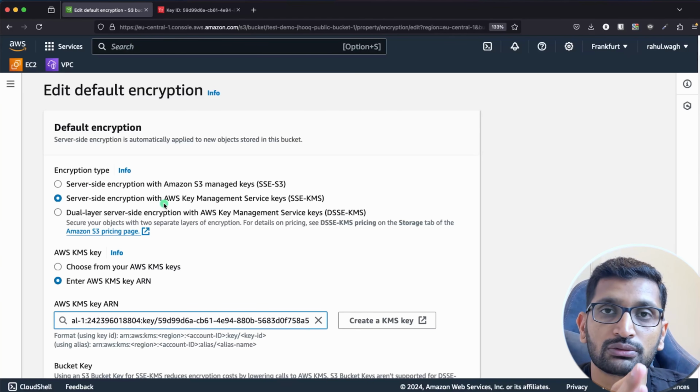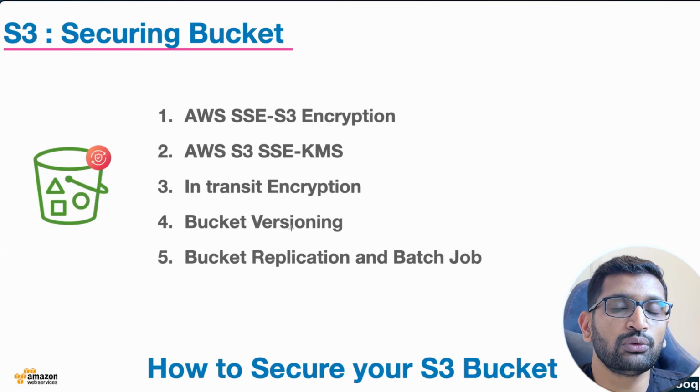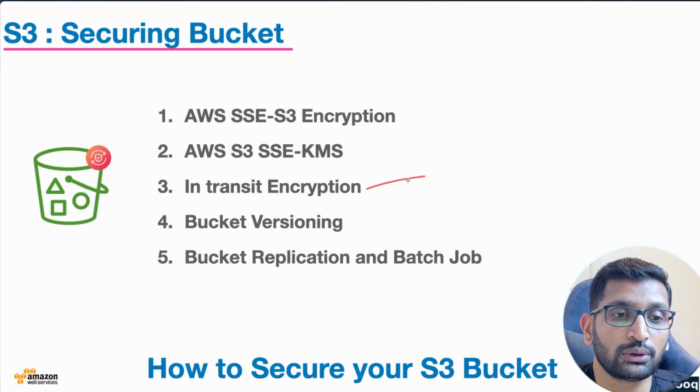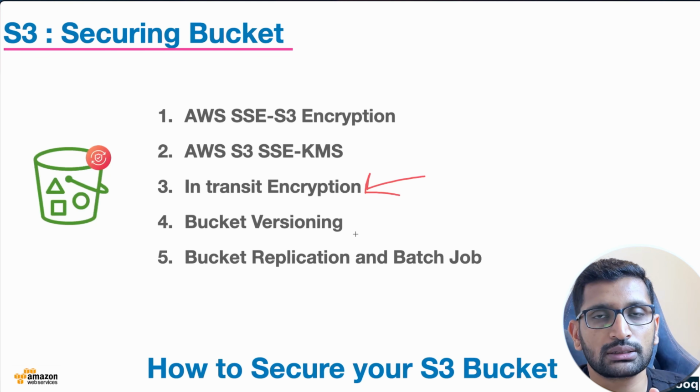So the same options of KMS key for using your existing key, as well as you can create your own new key for encryption of your S3 bucket. Now moving further, the next topic which I would like to explain to you is in-transit encryption, which is this one. So what is in-transit encryption in S3?